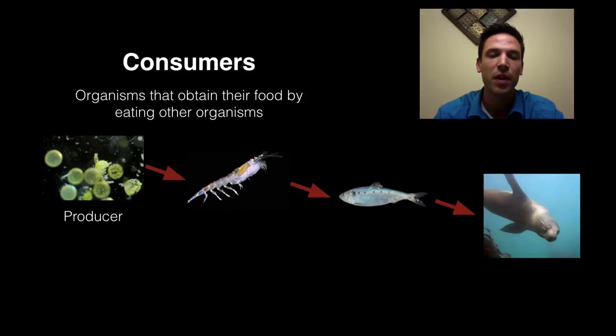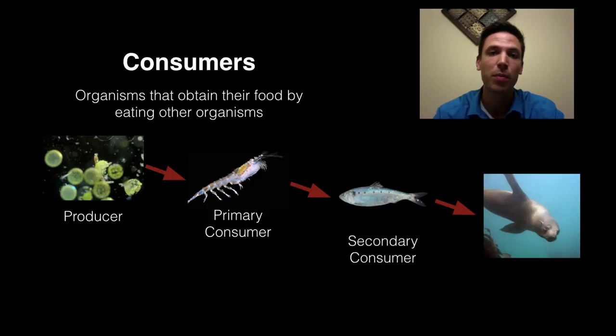So our krill is something that we call a primary consumer, primary meaning first. Primary consumers are going to be the consumers that eat producers. They're the first consumer in a food chain. Therefore, our fish isn't our primary consumer, they are called a secondary consumer. Secondary consumers eat the primary consumer, and then a tertiary consumer, tertiary meaning third, is going to be a consumer that eats our secondary consumer.